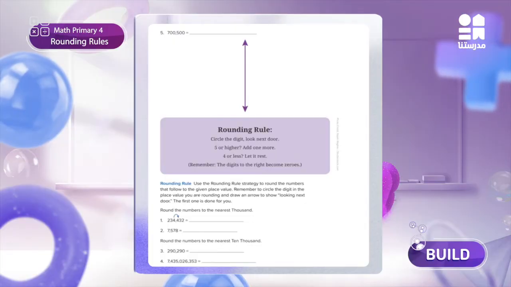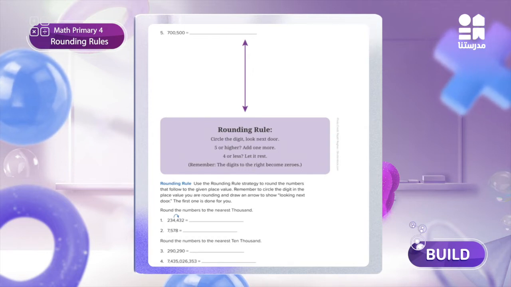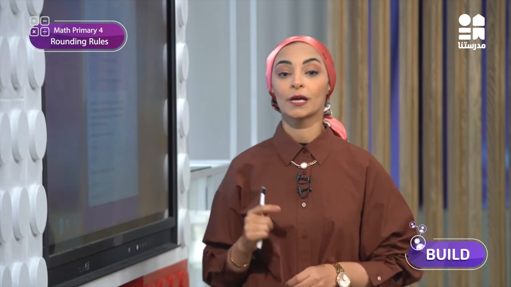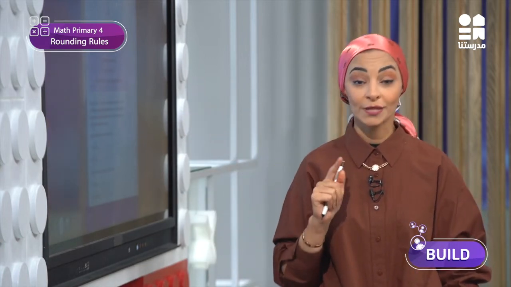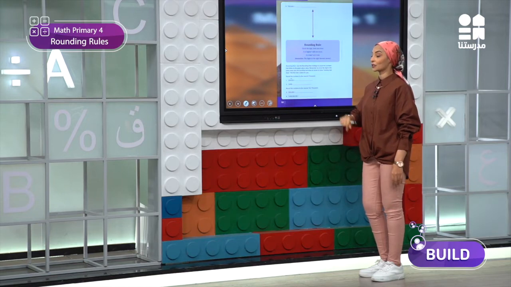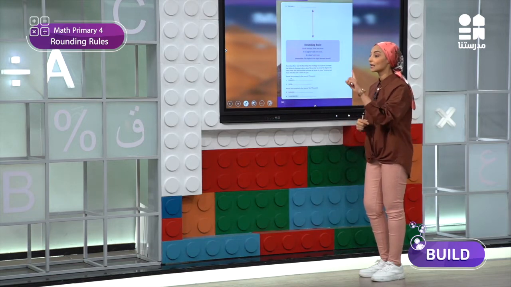Here's question number 5. He wants me to round this number, as you see here, 700,500. Okay, what should I do? You want me to round this number to the nearest 100,000. If you think the answer is 800,000, you will need to think again. It's the wrong answer. This number doesn't represent the midpoint.